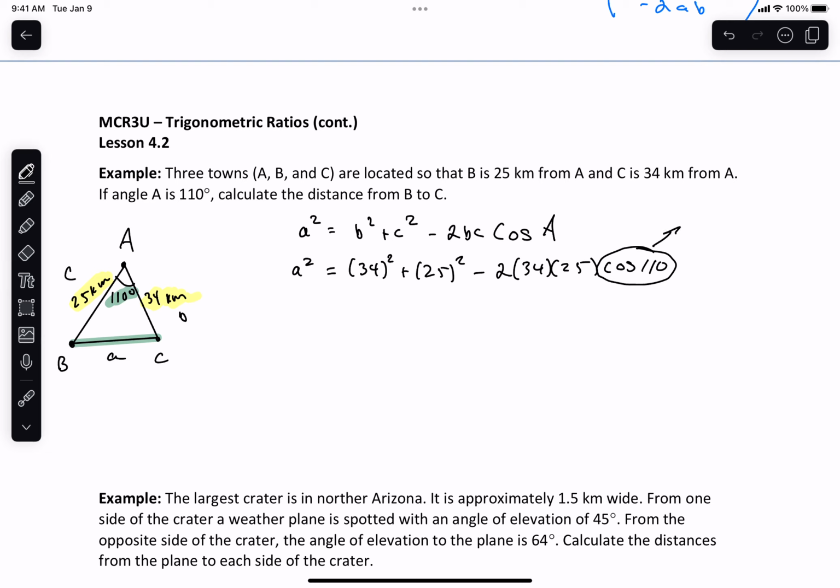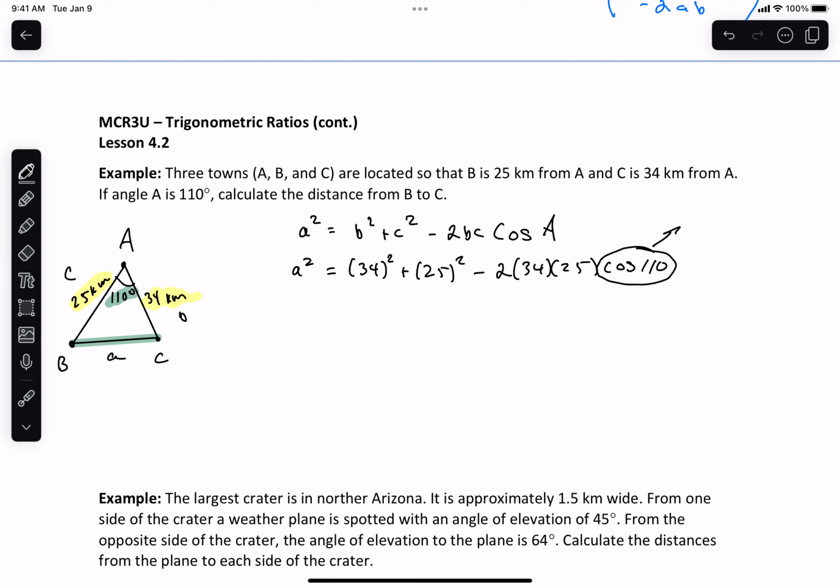Why don't you all entertain me for a second and type in the cosine of 110? We're actually going to get into why this happens the way it does in this course. But for right now, what's the cosine of 110? It's negative 0.34. I don't really care what the number is. The point is it's negative.